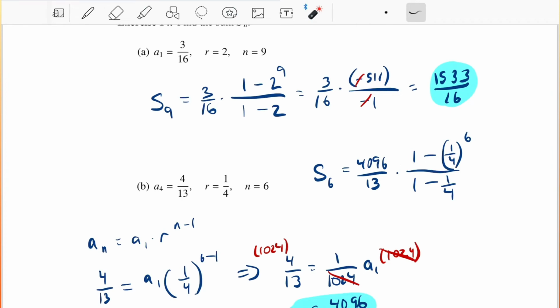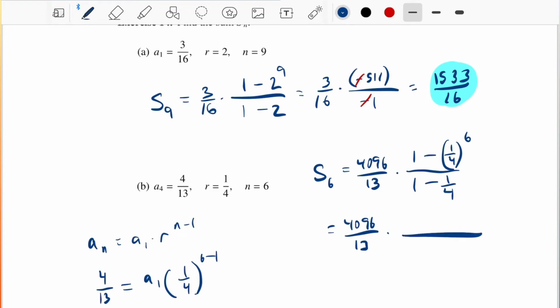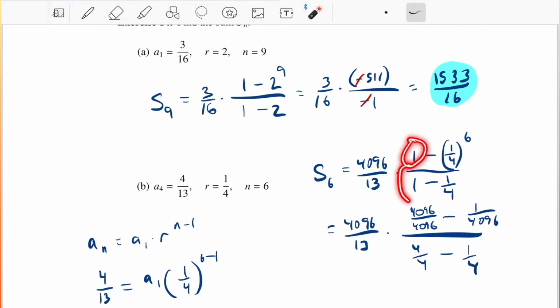4096. Okay, I'm going to create some space here by erasing this, just to have a little more space to work with. So now this is going to be 4096/13 times 4096/4096 minus 1/4096, and 4/4 minus 1/4. What I did was I changed the 1 to be 4096/4096, so I can have a common denominator. Because of this denominator, that's why I made the fraction the way I did. Similarly, this 1 became 4/4 so that I can have a common denominator. And now we can simplify this.